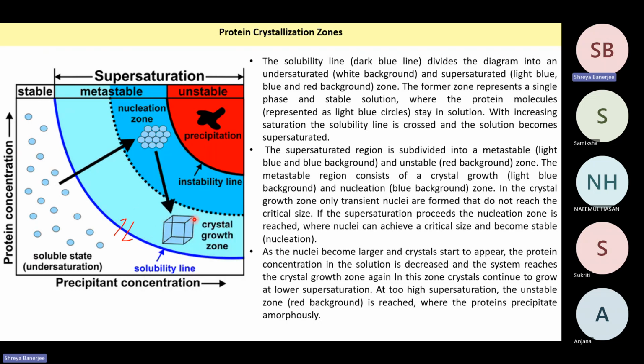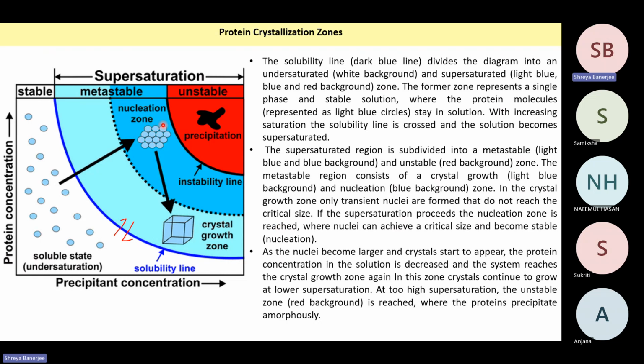Crystals are forming, then they are again breaking and becoming soluble. They are not forming proper large crystals. But the moment you enter the nucleation zone, the critical size of the crystal is reached, and from that nucleus or seed crystal, large crystals can begin to form. So you can see, if the supersaturation proceeds, the nucleation zone is reached, where nuclei can achieve a critical size and become stable. Then you can get stable formation of large crystals.